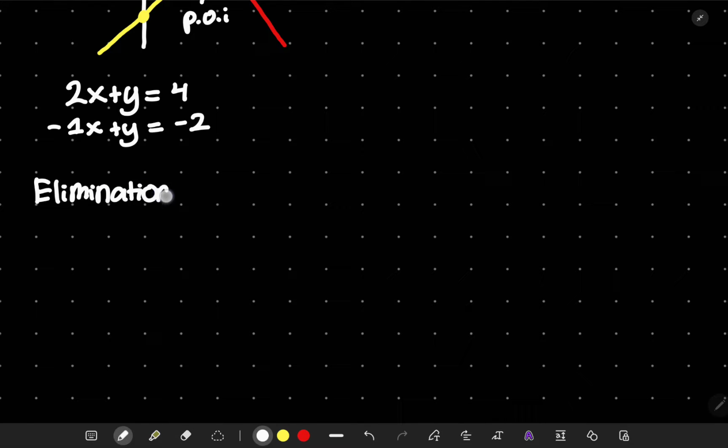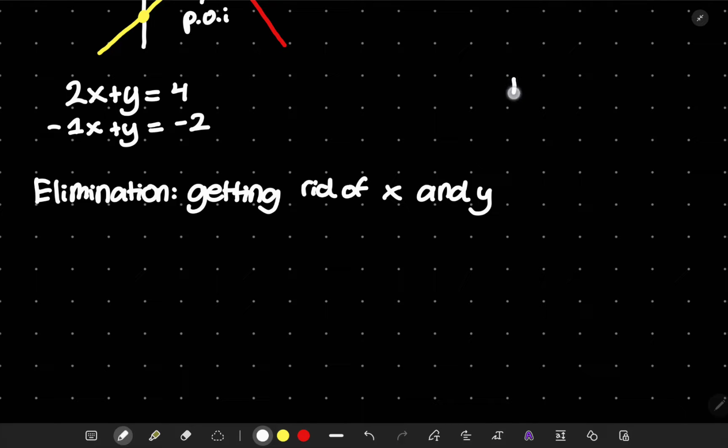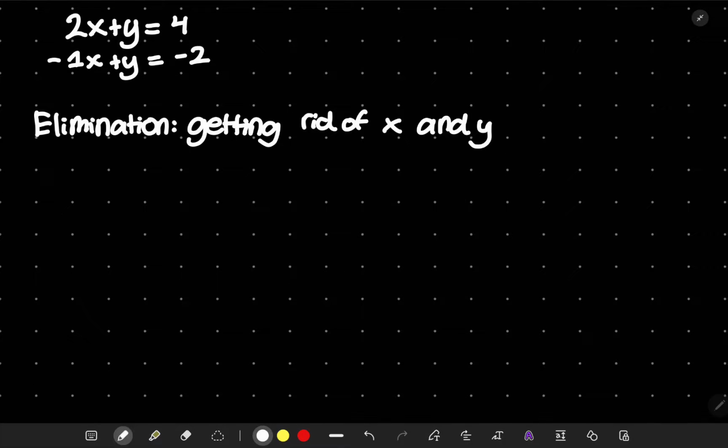Elimination is basically getting rid of x or y. But how do we do that? Well, think of it like this. If we have one and we have another one, how can I get rid of them? Well, if I want to get rid of this second one, I can just subtract. 1 minus 1, that gives me 0. So the same idea happens here. For step 1, I can get rid of it by either adding or subtracting the equations.